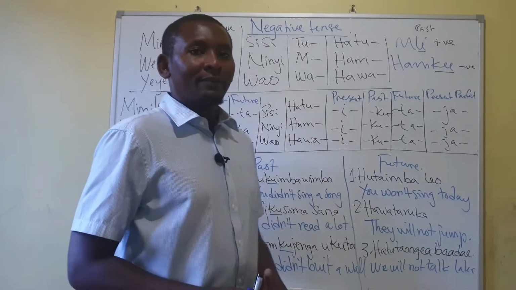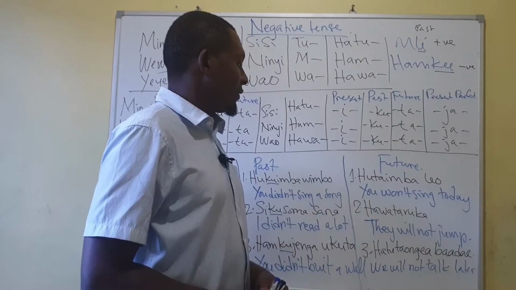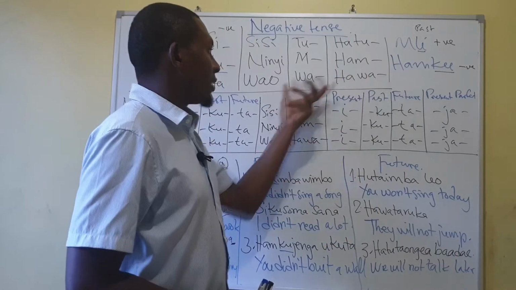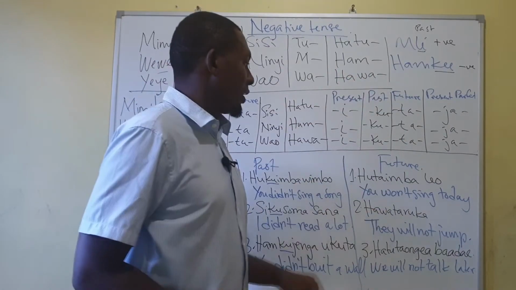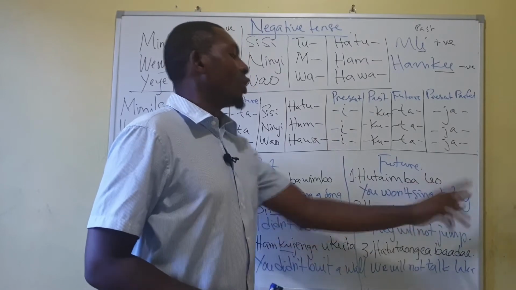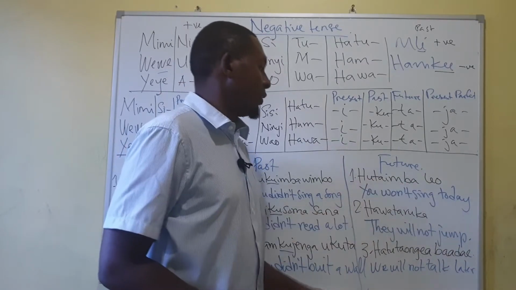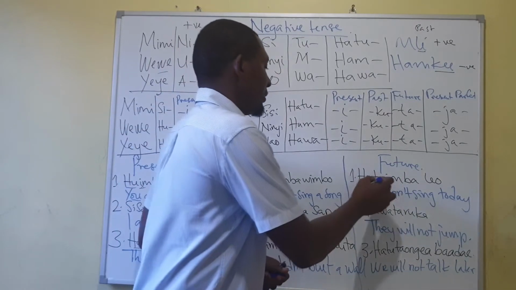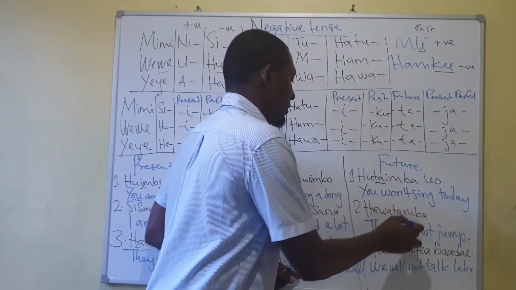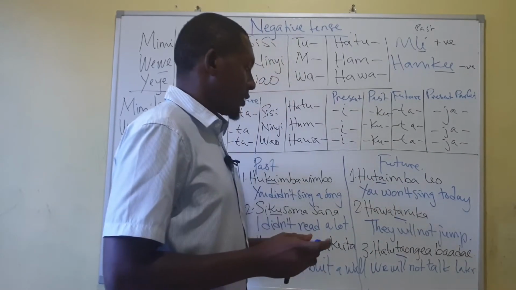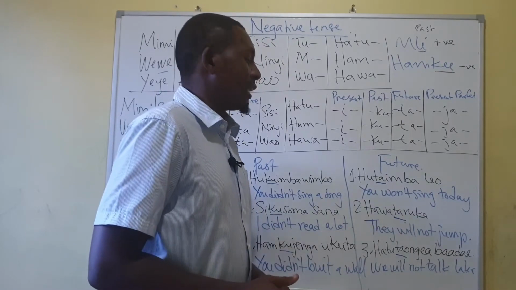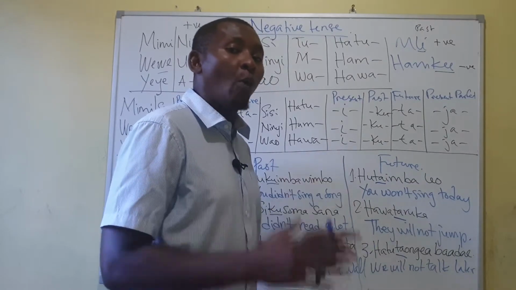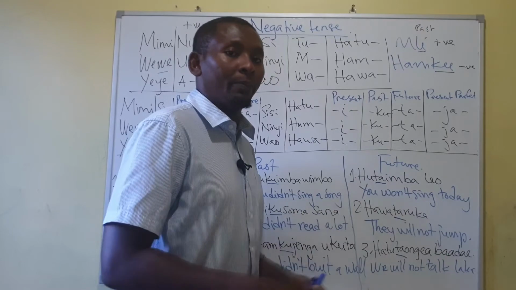And in the future, as we've said, the ta remains. So, hutaimba leo, you will not sing today. This is ta, ta, ta. Wataruka, they will jump. Hawataruka, they will not jump.